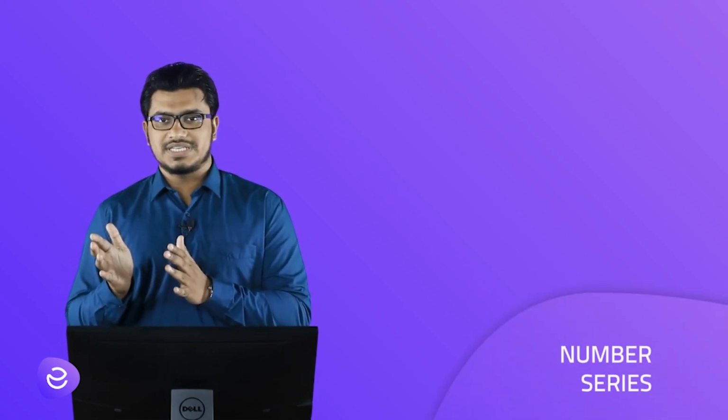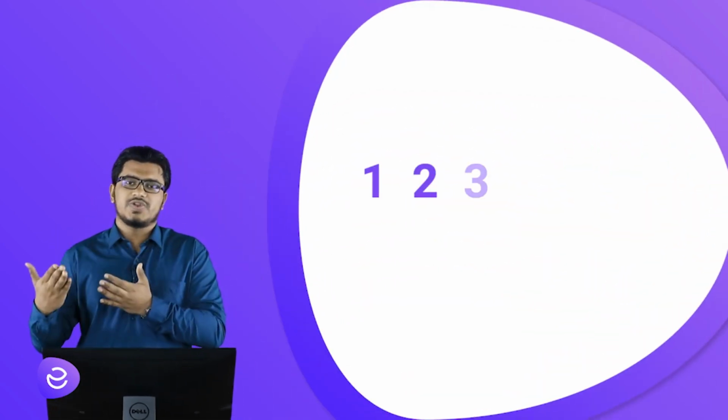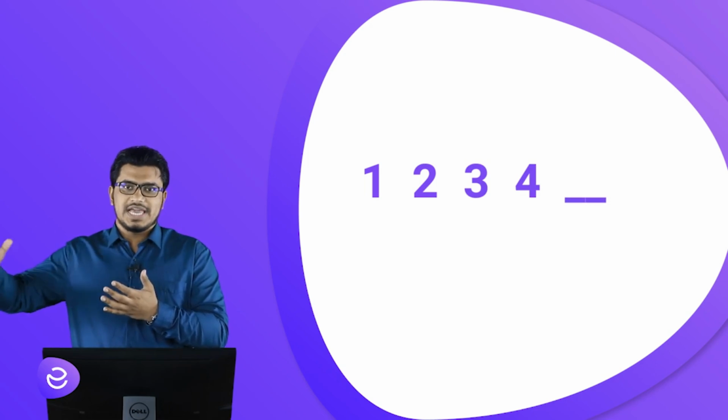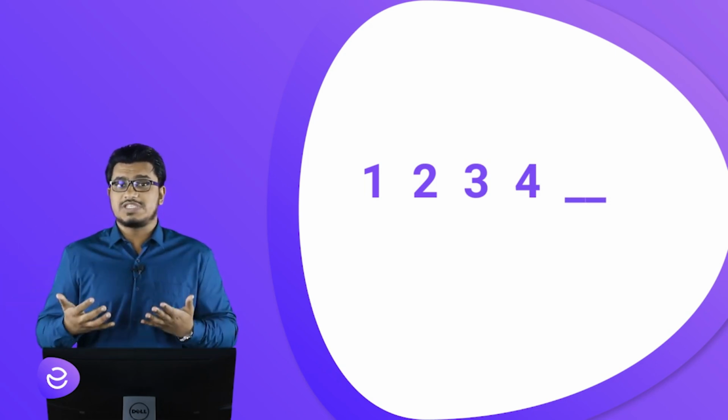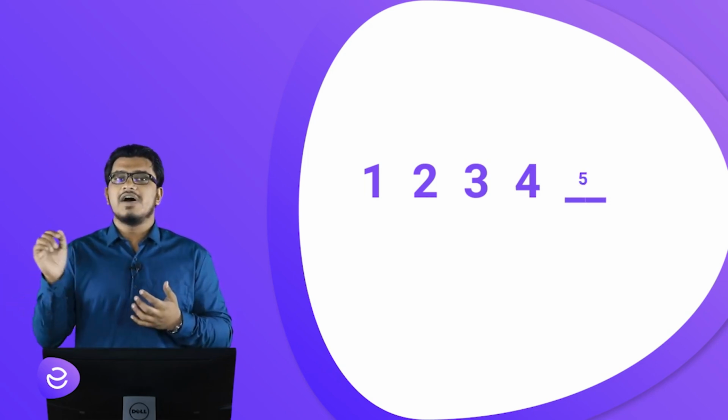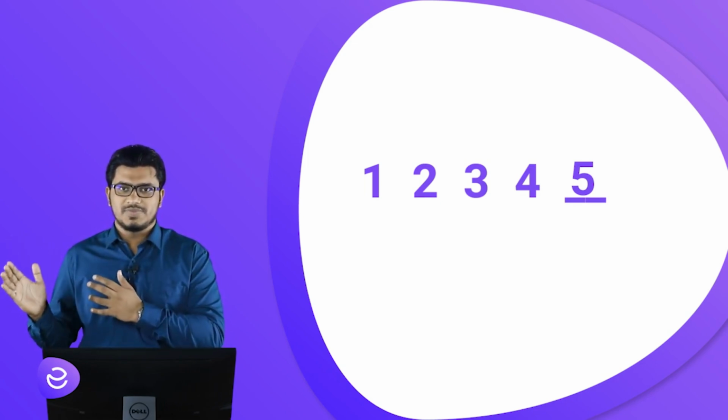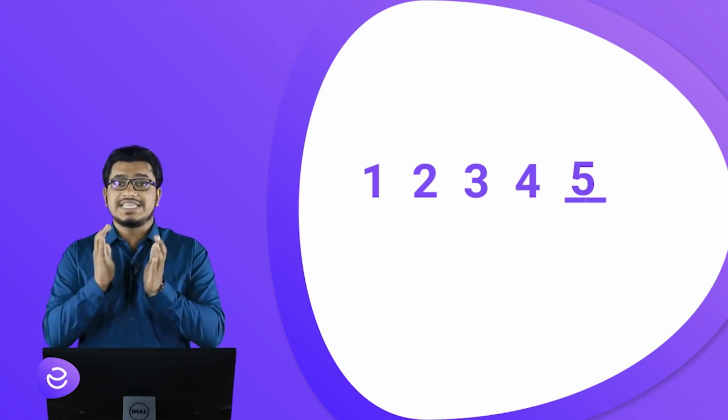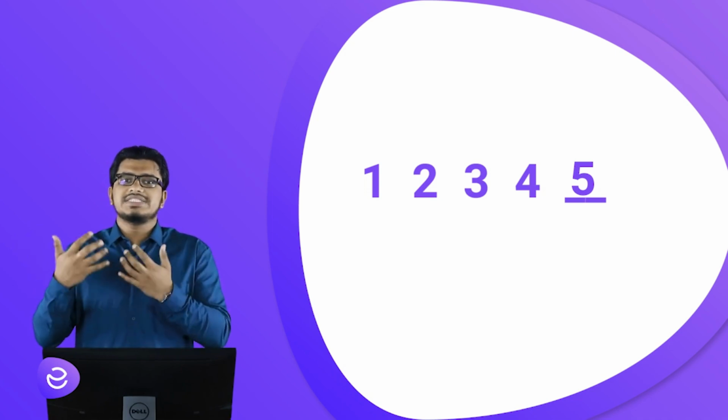What is number series? Maybe some of us don't know that it is called a number series, but in general, we all know what a number series is. For example, we say 1, 2, 3, 4, dash. Everyone who's hearing me, everyone who's seeing me will definitely say the answer is 5. It's 1, 2, 3, 4, 5 because there is a pattern there, there is a series forming there. So that is number series.